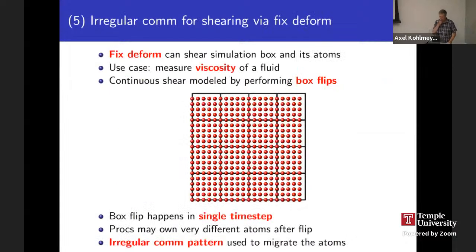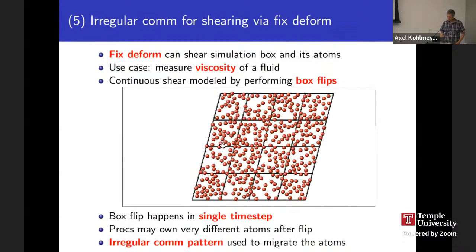Okay, two more examples that have some nice movies with them. There's a fix deform command that can shear a simulation box and its atoms, and it can actually shear it continuously, like infinite applied shear. So a use case for a liquid would be to measure the viscosity of a fluid. And rather than let the box, as you're going to see, this orthogonal box is going to convert to triclinic and tilt over. If you were going to shear it forever, it would become a very long, skinny rectangle, or a kind of rhombus, which would not be good. So the continuous shear is modeled by performing what we call box flips. So I'll show you a quick little movie here.